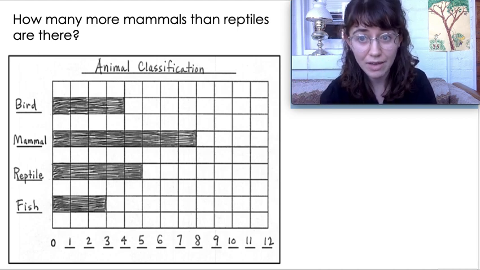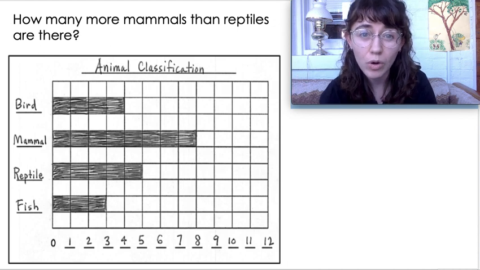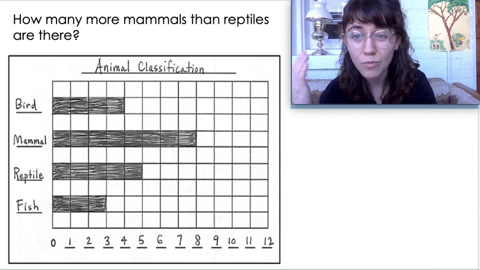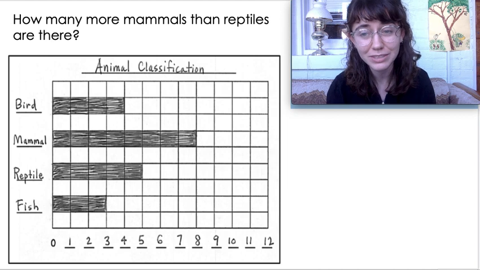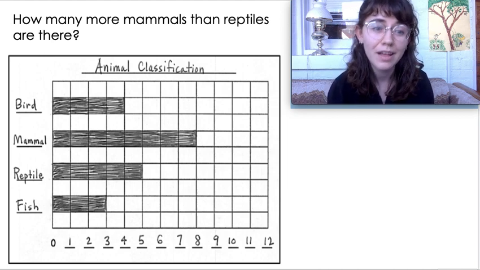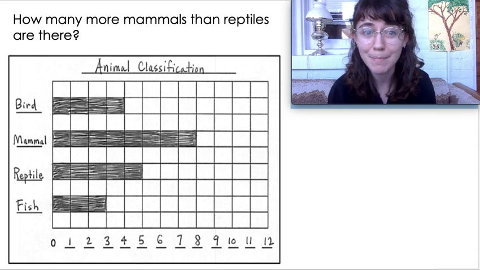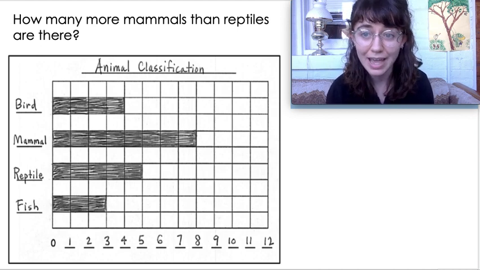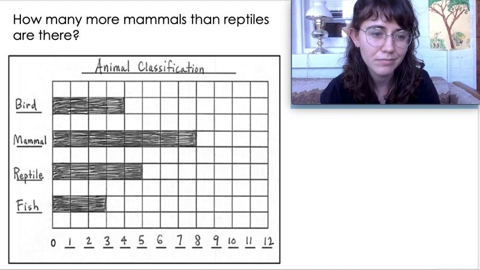So first off, I have to read my problem. How many more mammals than reptiles are there? Right away, you probably know this too. I have to compare. It asks me how many more. You also might have noticed it asks about mammals and reptiles. So those are the categories we're going to look at.